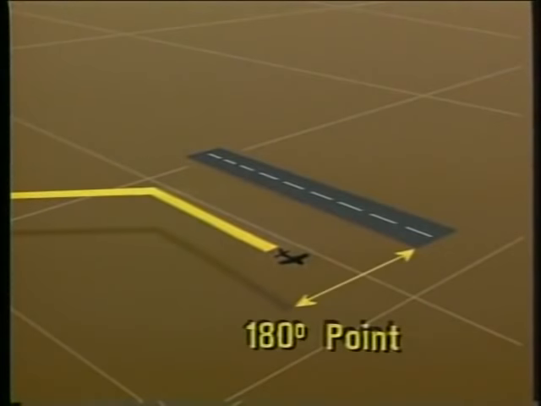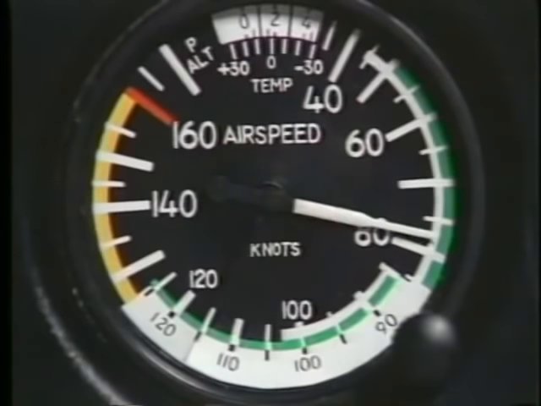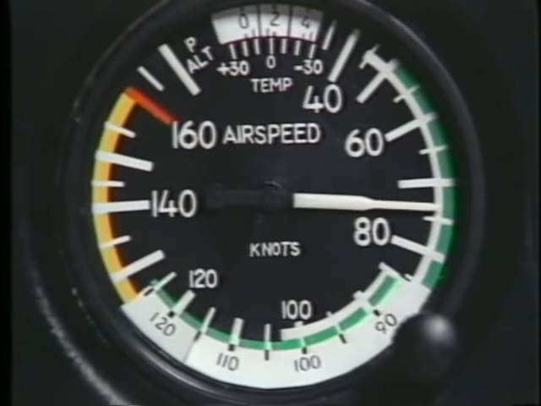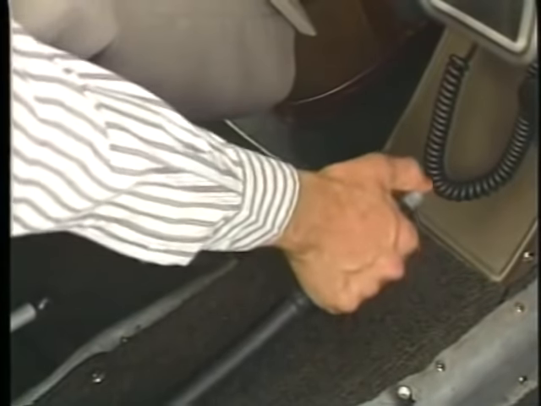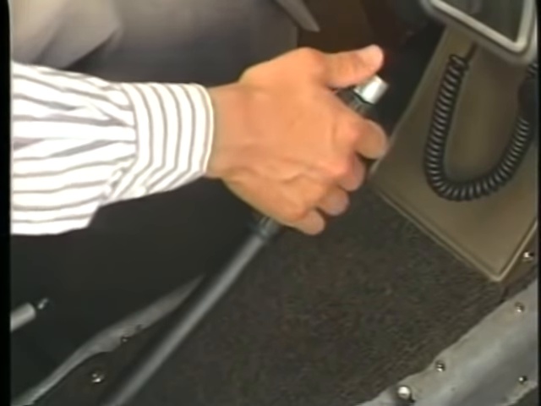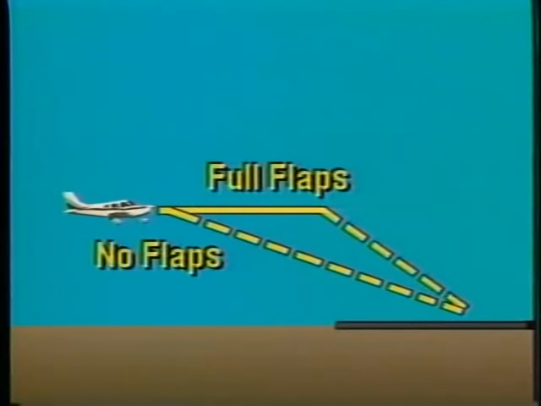When at a point opposite the intended landing spot, you normally reduce power and maintain your altitude until the airspeed slows to the initial approach speed. If you intend to use flaps during the approach, lower them to the first increment when the airspeed is within the white arc. The use of flaps allows you to make a steeper approach without increasing airspeed. It also allows you to touch down at a slower speed with a corresponding shorter ground roll.